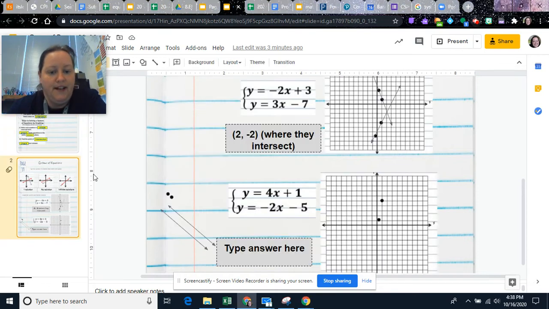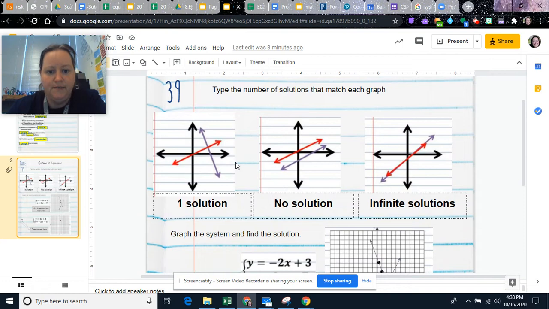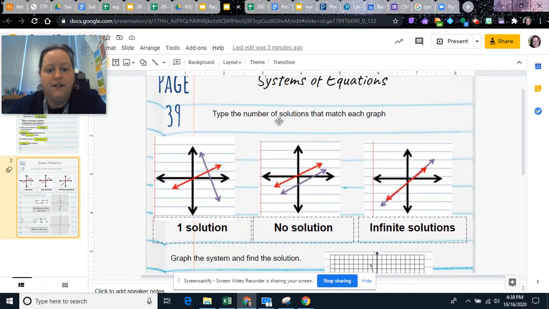Now we're going to move to the next slide and do some examples. First, we're going to type the number of solutions that match each graph. This is pretty much going through what we did at the front. This one has one solution because it intersects at one point. This one has no solution because they're parallel lines and they never intersect. And this one has infinite solutions because they're pretty much the same line. They're graphed on top of each other.